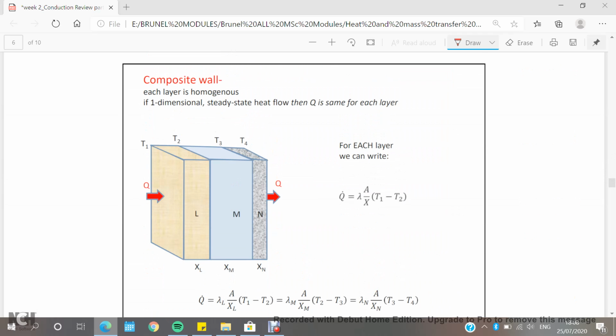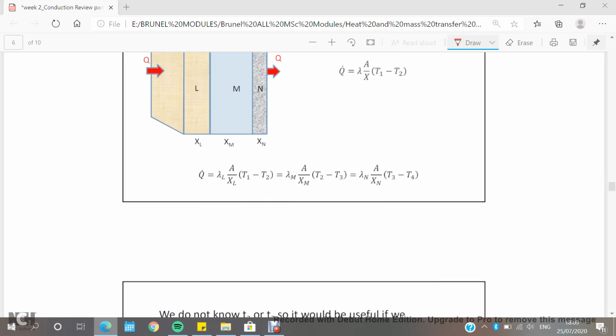Okay, all of the previous discussion was regarding a homogeneous material, which means the material has been fabricated from the same raw material. If I have a wall, for instance, and this wall has been fabricated from 100% concrete, we can call it a homogeneous wall or homogeneous material. But if this wall has different layers from different raw materials, we can call it non-homogeneous material. So how can we calculate the heat transfer rate in the case of non-homogeneous material?